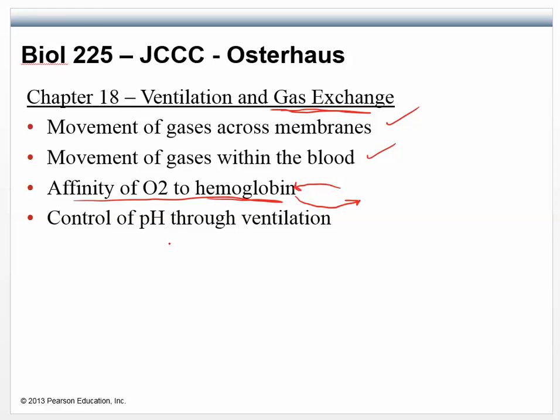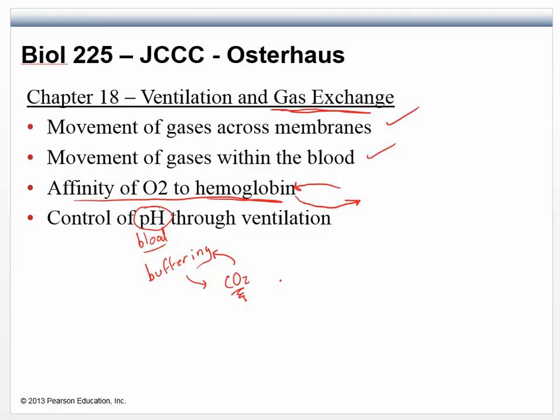The main way that your blood pH is taken care of is through a buffering system. That's the fastest. However, that buffering system is actually made up as a result of carbon dioxide levels. Carbon dioxide levels have a lot to do with blood buffering, and so you can change your ventilation rate and change your pH. So we're going to talk about that.